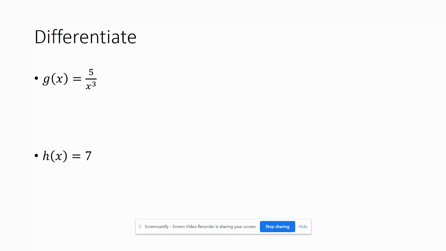All right, 5 over x cubed. What's the derivative of this going to be? Well, I'm just going to rewrite this one. 5 over x cubed is the same thing as 5x to the negative 3. That means g prime of x equals negative 15x to the negative 4. So the negative 3 comes down. 5 times negative 3 is negative 15, and I go 1 less than negative 3, which is negative 4. And I can just write this as negative 15 over x to the 4th, okay?